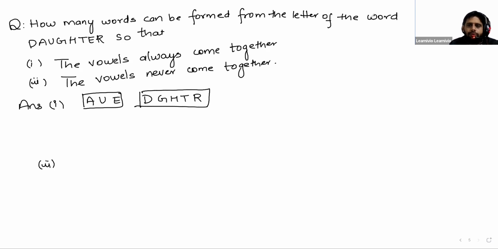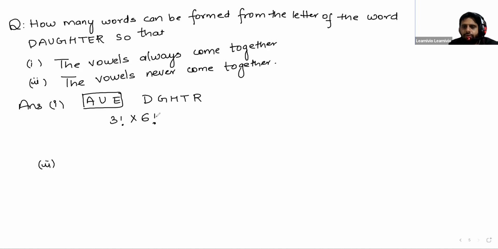Now, how many alphabets do we have? We have 1, 2, 3, 4, 5, and 6 alphabets. We will treat this as a single alphabet, so we have 6 alphabets. So this is 6 factorial. Now the alphabets inside this box, these 3, can be arranged in how many ways? 3 factorial. So this is our answer, 3 factorial into 6 factorial.